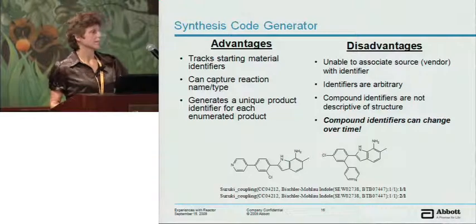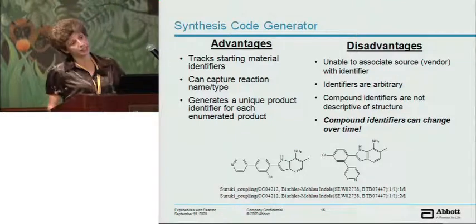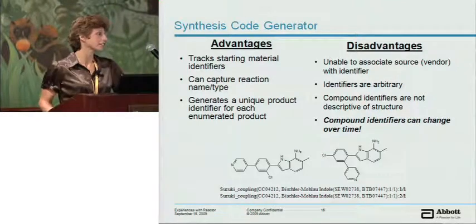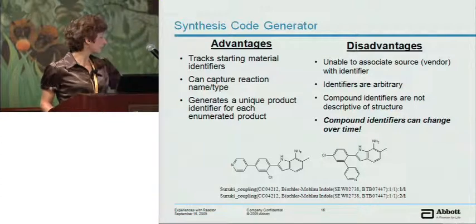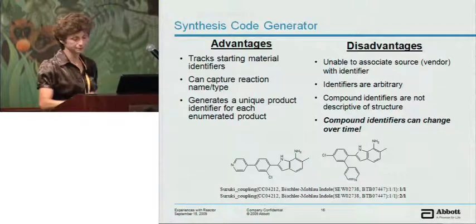And it's been my experience that identifiers have a tendency to change over time as vendors update their catalogs, as they merge with other companies, or if they just go out of business. Eventually those catalog numbers will become obsolete and you'll have no way of knowing what the starting material was.